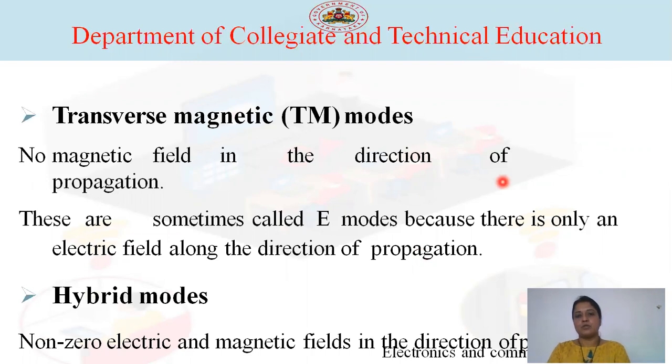Now the hybrid modes. What do we mean by hybrid modes? They have non-zero electric and magnetic fields in the direction of propagation. Both are there in the direction of propagation. That is called the hybrid mode.